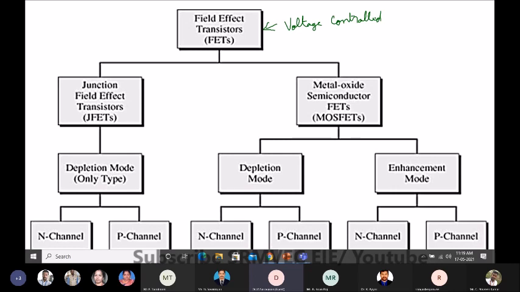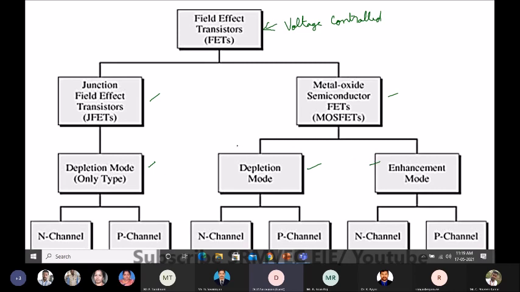The majority charge carriers and minority charge carriers are allowed inside, whereas in this, majority charge carriers alone will be taken into account for complete functionality. Okay, so now coming to the classification. So junction field effect transistors, and there is another category called metal oxide junction. Under junction we have depletion mode alone. But in MOSFET we have depletion mode and enhancement mode.